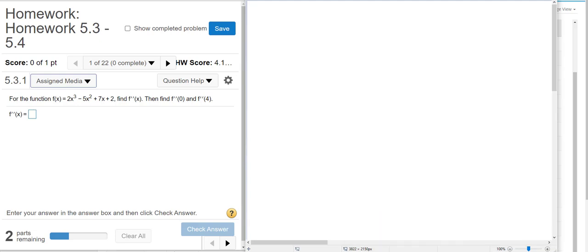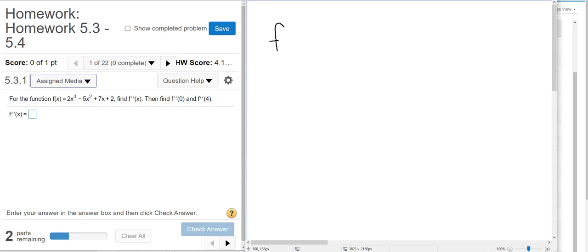Number 1, for the function f of x equals 2x cubed minus 5x squared plus 7x plus 2, find f double prime of x, that is, find the second derivative of f of x. Then find f prime of 0 and f prime of 4.